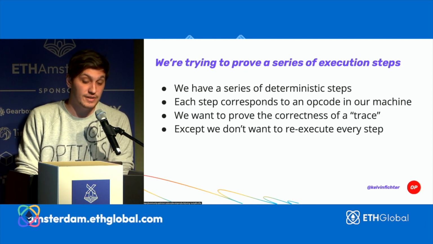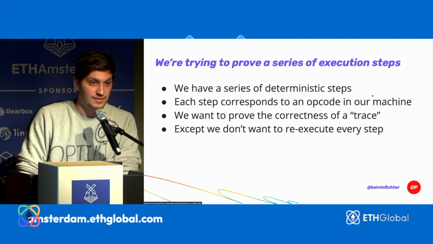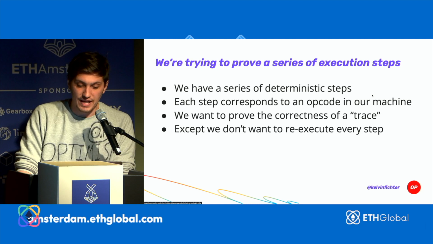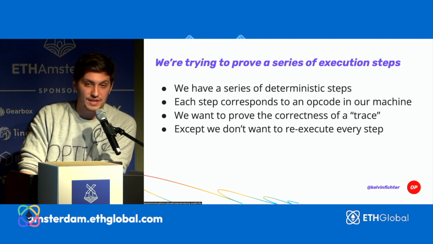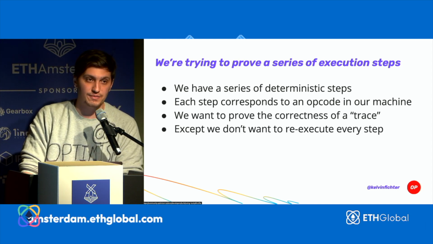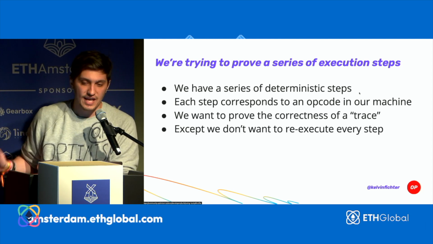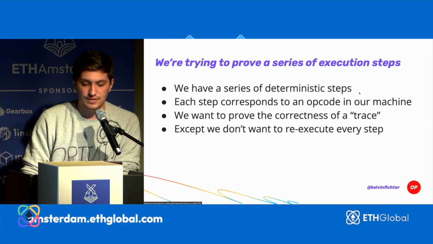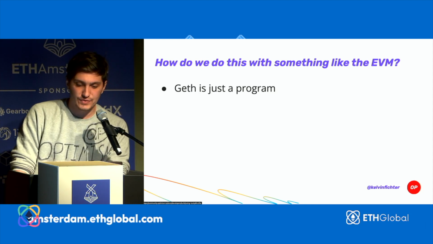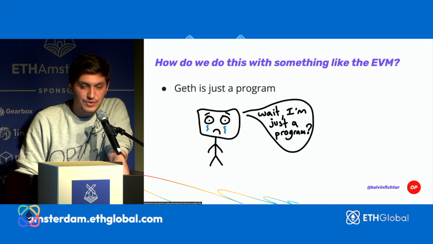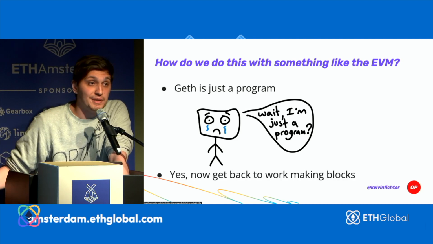Except on Ethereum, we don't want to re-execute every single step, because we'd be wasting a huge amount of gas, and it'd be really, really expensive, because the whole point of the optimistic rollup is to not have to do all this work. You really don't want this proof process to be executing an entire Ethereum transaction, because it's really hard and really expensive. So the question is, how do you do something like this with the EVM, because it's a very complicated program?